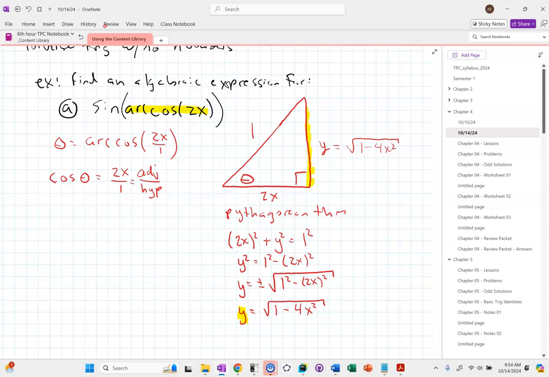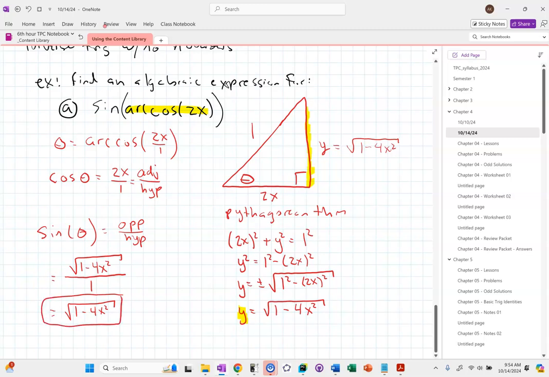So now that I've constructed my triangle, arc cosine of 2x just gives me some angle theta, right? So if I do sine of theta, that's going to be opposite over hypotenuse. If I go to my triangle, the opposite side is that square root 1 minus 4x squared. And the hypotenuse is 1. Or if I just simplify that down, I have square root 1 minus 4x squared.